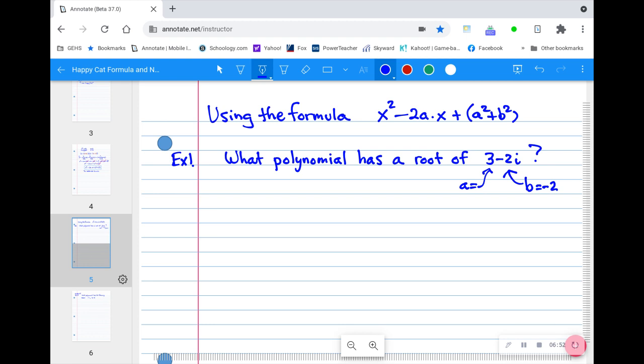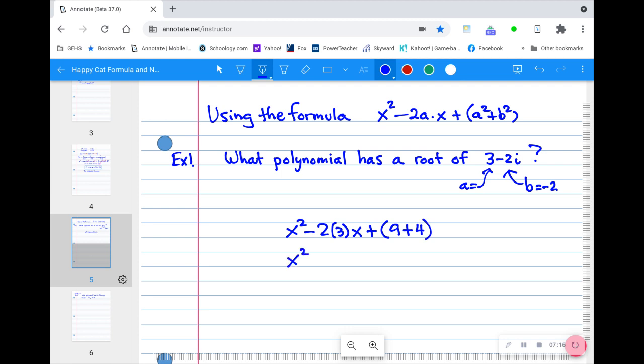Once you've done that, you just plug into the formula. The formula starts with an x squared. Then it goes minus 2 times the a value, which is 3 in this problem, and then x. And then you see at the back there, you take a squared plus b squared. So 3 squared is 9. Negative 2 times itself is 4. And that'll turn out to be 13.